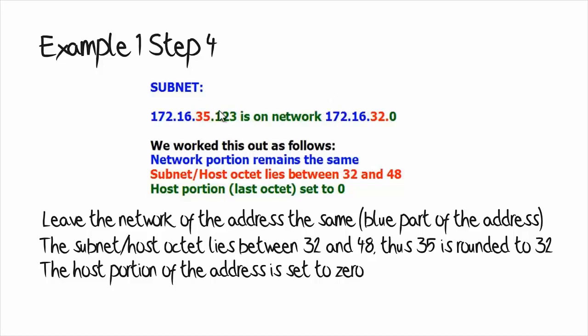So you now know that 172.16.35.123 is on network 172.16 because the blue portion or network portion remains the same. 35 is rounded down to 32 because the subnet host portion lies between 32 and 48, and the host portion is just set to 0. In other words, 172.16.32.0. It's as simple as that to work out the subnet that a host resides on.